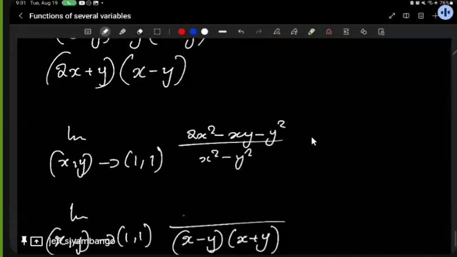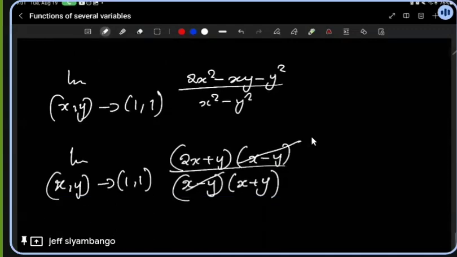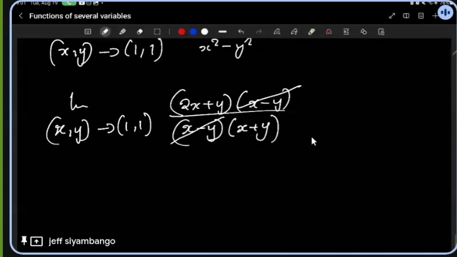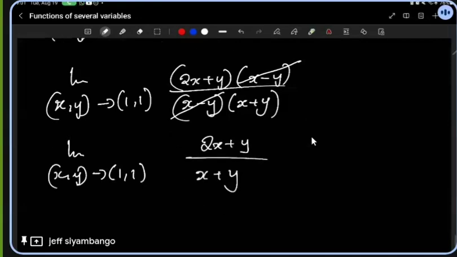So the numerator in the factorized parts, x minus y in the numerator and denominator cancel out. So now we have the limit as x, y approaches 1, 1 for (2x plus y) over (x plus y). Now we see that we can easily substitute here. When we put 1 where there's x and 1 where there's y, we end up with 3 in the numerator, 2 in the denominator as our limit. Any questions there?